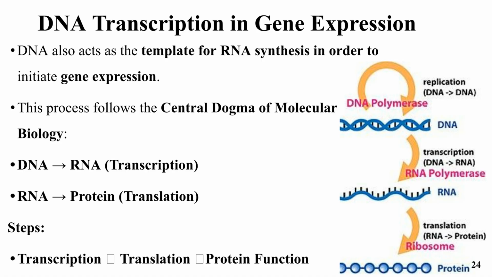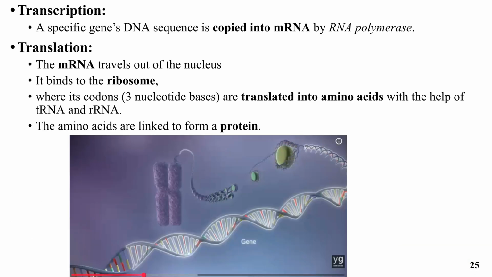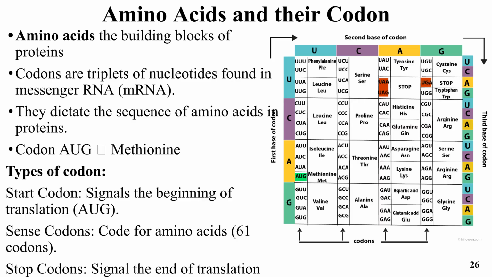DNA acts as the template for RNA synthesis, initiating gene expression through the central dogma of molecular biology: DNA to RNA via transcription, and RNA to protein via translation. Transcription copies a gene's DNA sequence into mRNA. Translation occurs when the mRNA binds to a ribosome, and its codons are translated into amino acids to form a protein. Amino acids are the building blocks of proteins, and their sequence is dictated by codons, which are triplets of nucleotides in the mRNA. Codons include start, sense, and stop codons.